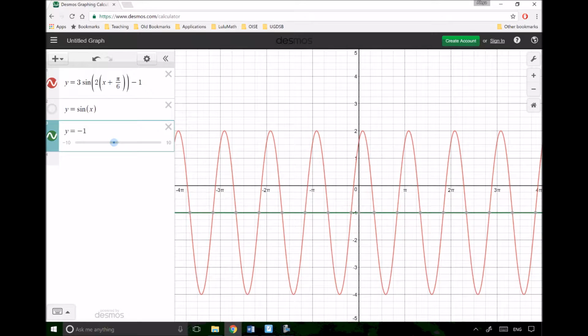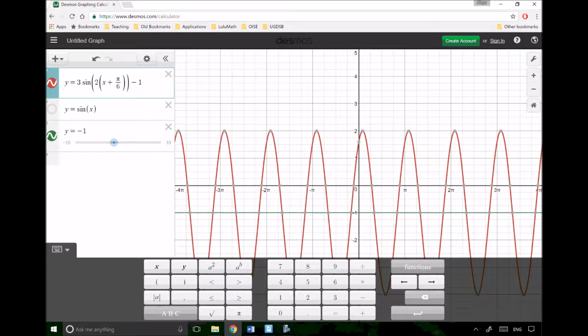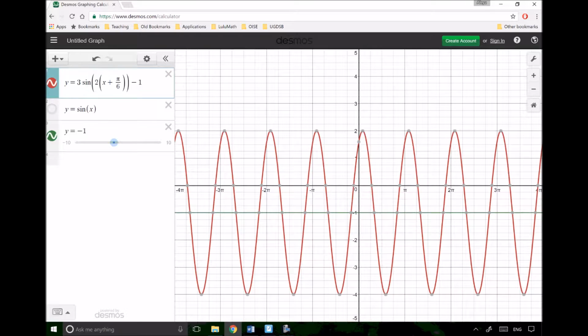Okay? Now, notice here in my graph, it says minus 1 right here. So I know that I have a value of c at negative 1. So that's really useful to see what that letter c value represents.